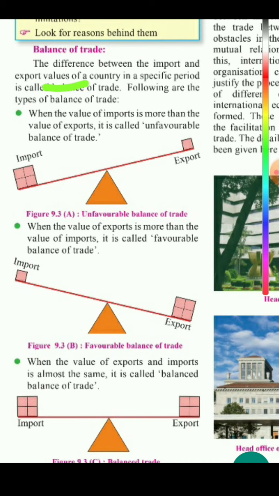Here I cannot say I have just imported one aeroplane and I have exported 5 ships full of rice. Mind you, your 5 ships full of rice, the value of it will be much less than the value of an aeroplane. So here we are not talking about the number, the quantity, but we are talking about the value. Am I right, students? Is that very clear? So even if you have imported one aeroplane and you have exported 5 ships of rice, you will not be having a favorable balance of trade, but it will be unfavorable. Clear? Let us move ahead.